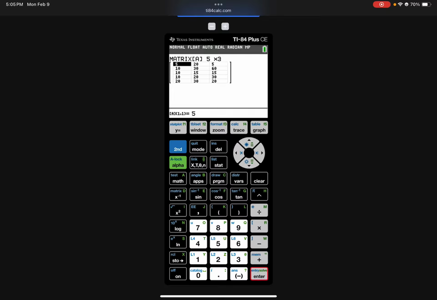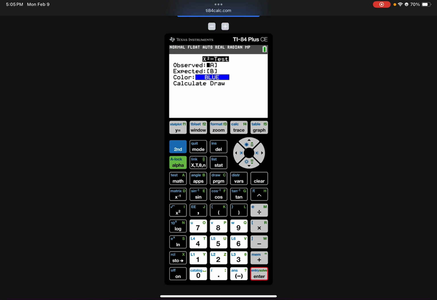I like to quit back to the home screen, so I'm going to press second and then mode. And then at this point, I'm ready to go find my test statistic and my p-value. So to do that, I'm going to press stats. We're going to arrow over to tests. And remember, we're looking for a chi-square test. So we're going to scroll down until we see that chi-square. Should be option C.